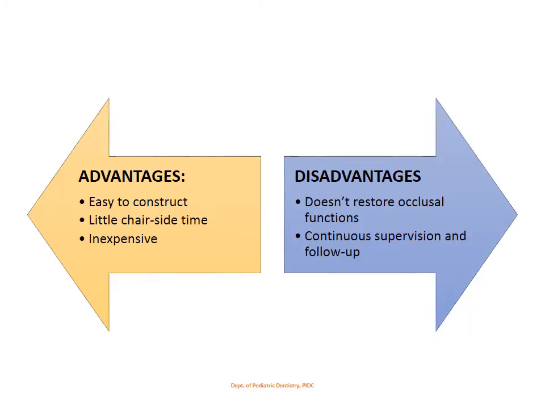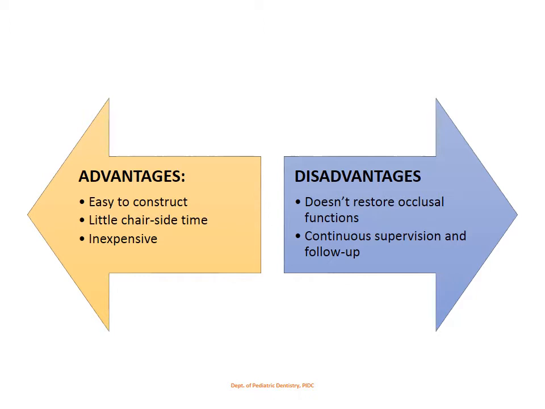Now the various advantages and disadvantages of the band and loop space maintainer. The advantages being it's easy to construct. You have little chair side time. The patient just needs to come for the banding and impression, after which the patient only needs to come once the appliance is prepared for the insertion of the appliance, and it is inexpensive.